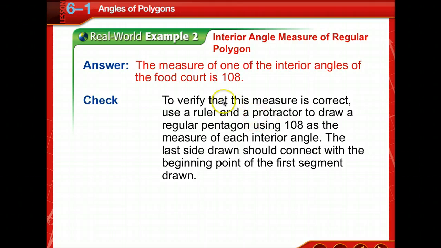We can verify the measure is correct using a ruler and a protractor to draw a regular pentagon using 108 as the measure of each interior angle. The last side drawn should connect with the beginning point of the first segment drawn.